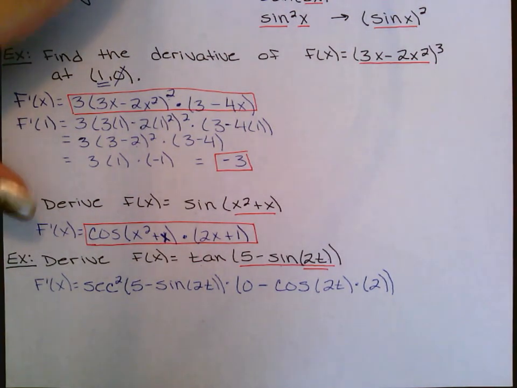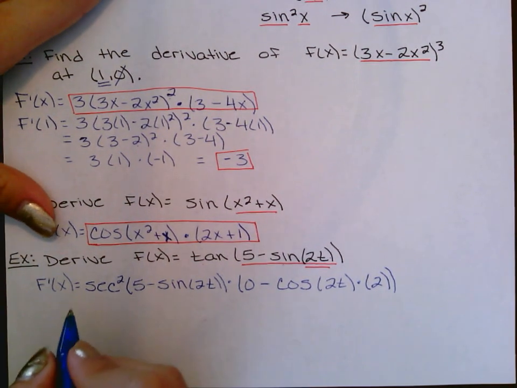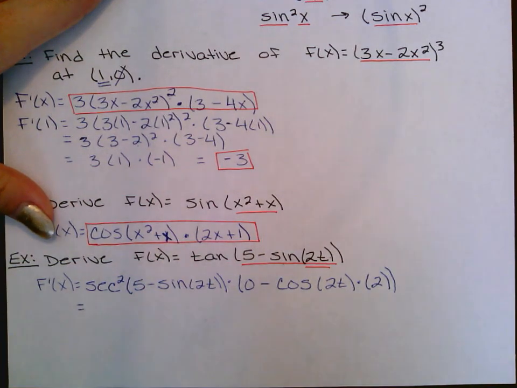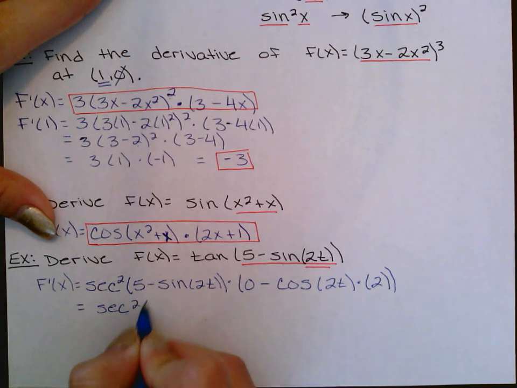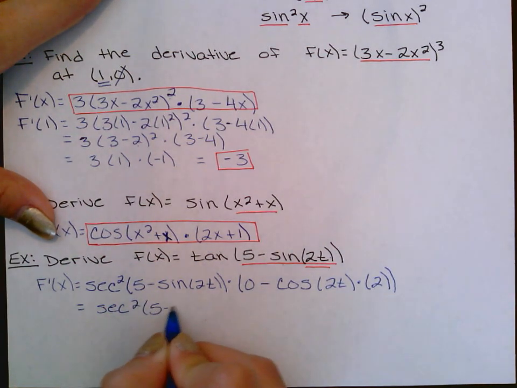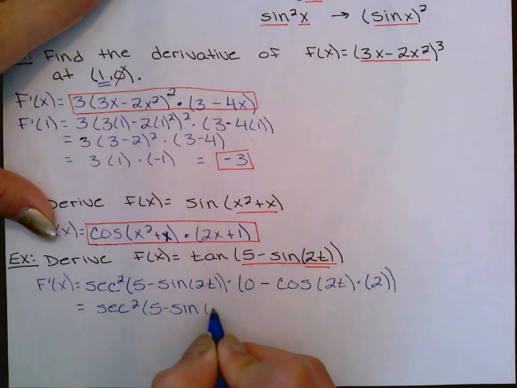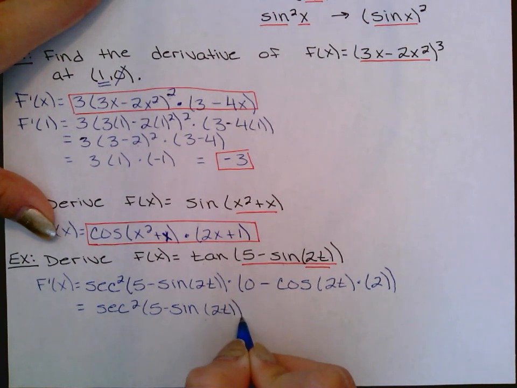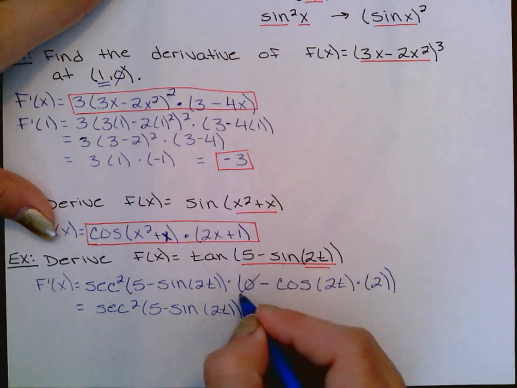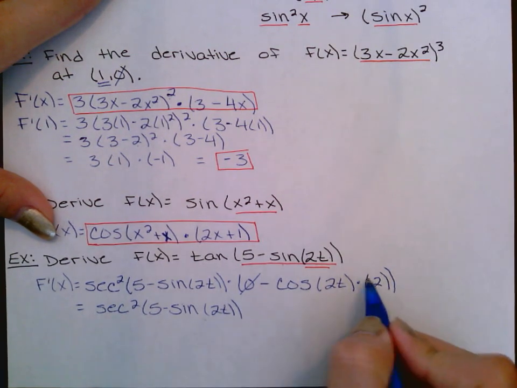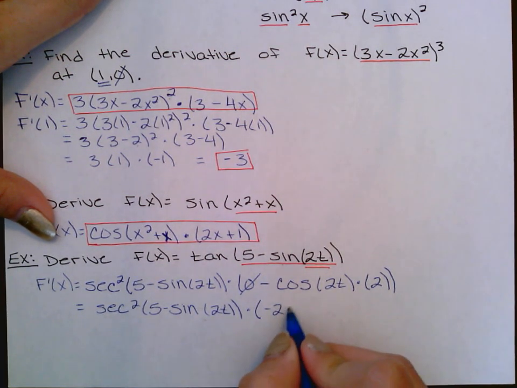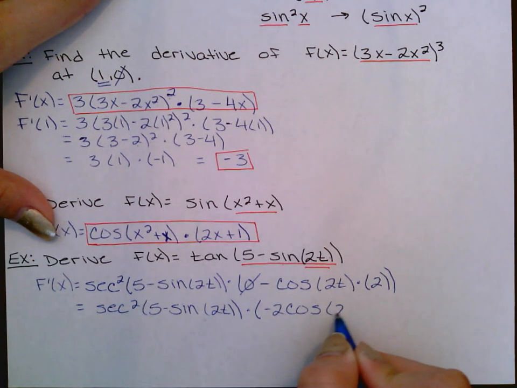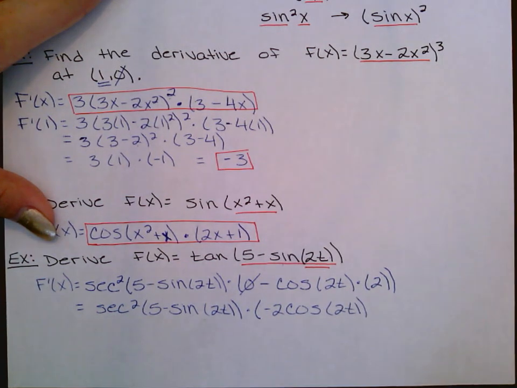Now, of course, this could be cleaned a bit more. We can say that this is secant squared of 5 minus sine of 2t. And then obviously zeros cancel out. I'm going to multiply this 2 to the front so that it reads negative 2 cosine of 2t. Okay? This is one option of writing it.